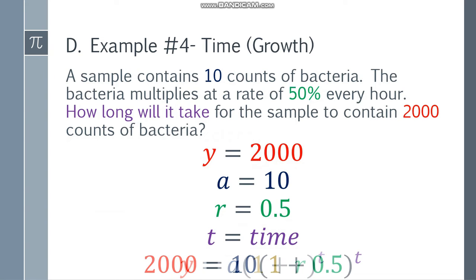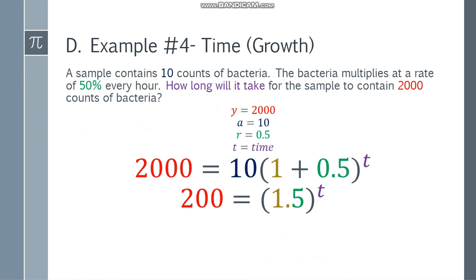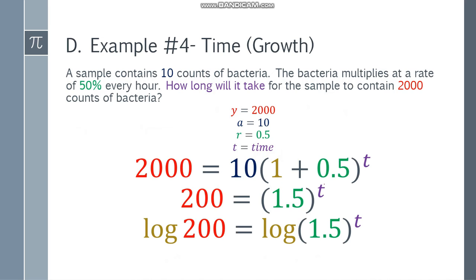Substitute the values, and we have 2,000 at the left side. And to the right side, we have 10 times the quantity 1 plus 0.5 to the T power. Simplify it further. 1 plus 0.5 is 1.5. And I divided both sides by 10, so that will become 200 at the left side. Now, remember your properties of logarithms. If you want to find the value of the exponent, you just have to put logs here. The log of 200 is equal to log of the quantity 1.5 to the T power.